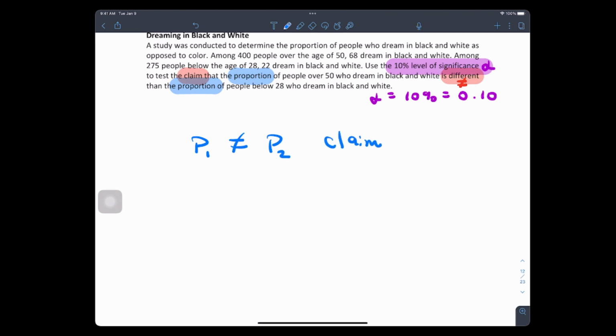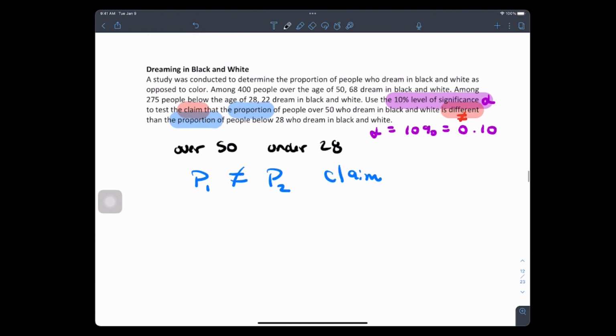Now, ladies and gentlemen, the first group are people over what? 50. The second group are people that are under what? 28. So they're saying that these proportions are not the same. That's all, that they're not the same. So they're trying to really determine whether age is a factor in whether you dream in black and white or not. What do you guys think? Might it be a factor? I don't know.